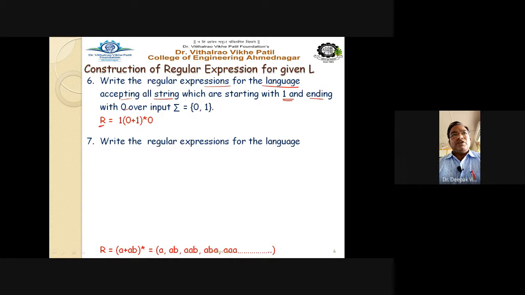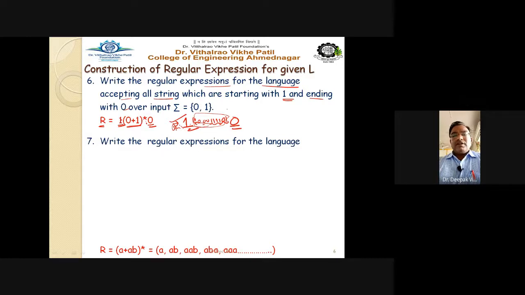So very simple. I can have R equal to 1 dot (0 plus 1) raised to star dot 0. It means all these strings must start with 1 and must end with 0. This is correct. In between 1 and 0, there may be any combination: 0, 0, 0, or 1, 1, 1, or 0, 1, or 1, 0, any combination or any number of 1s and 0s. But this particular string must start with 1 and it must end with 0.